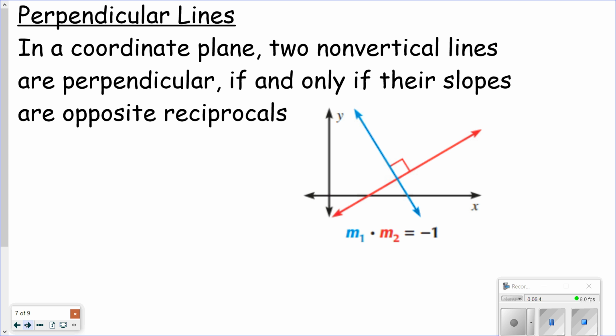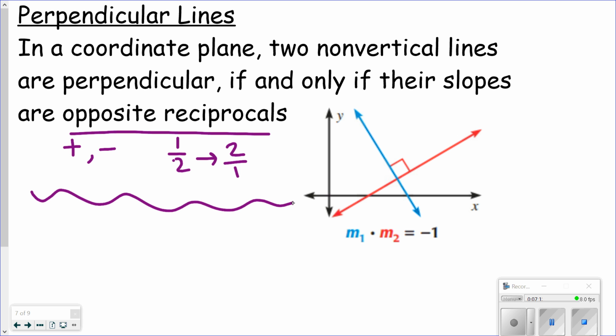Perpendicular lines. In the coordinate plane, two non-vertical lines are perpendicular if and only if their slopes are opposite reciprocals. Opposite means opposite signs, so one has to be positive, one has to be negative, and reciprocal just means the fraction flips. So for example, if we had 1/2, the reciprocal then would be 2/1.